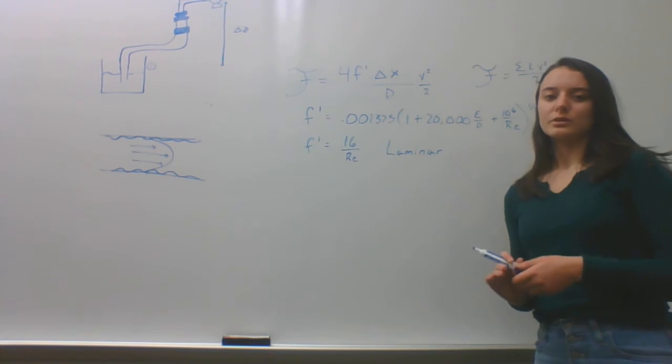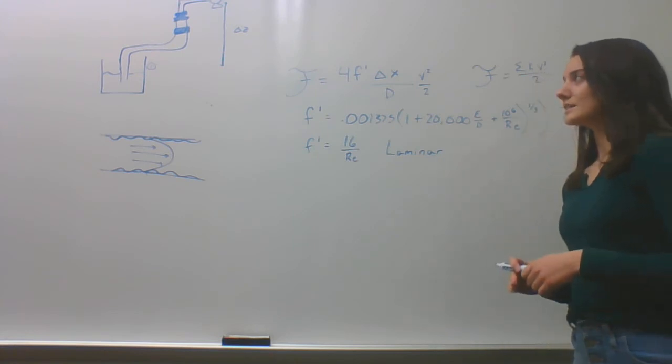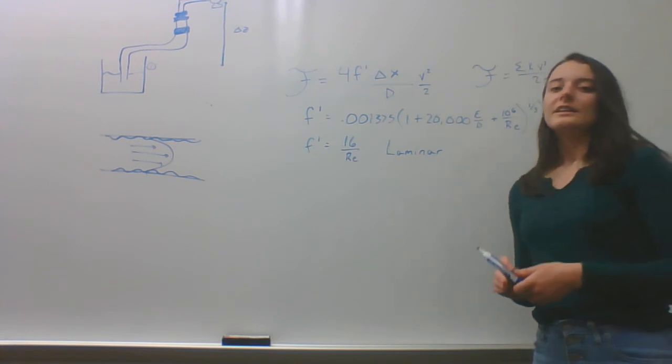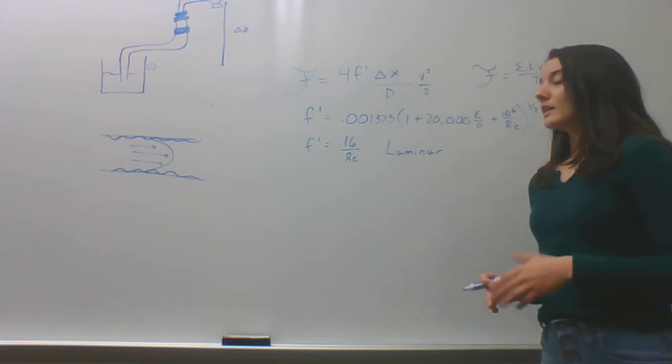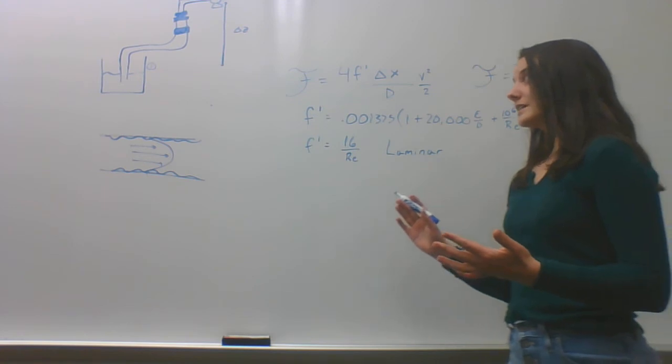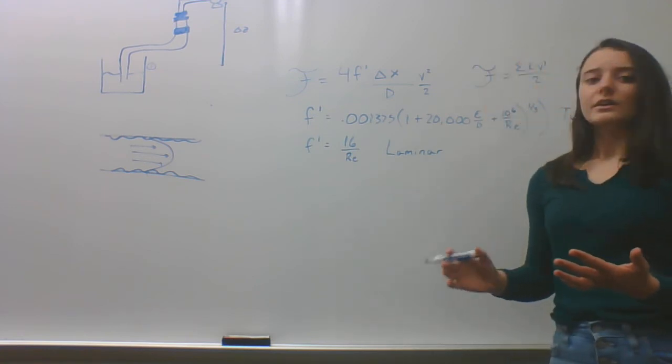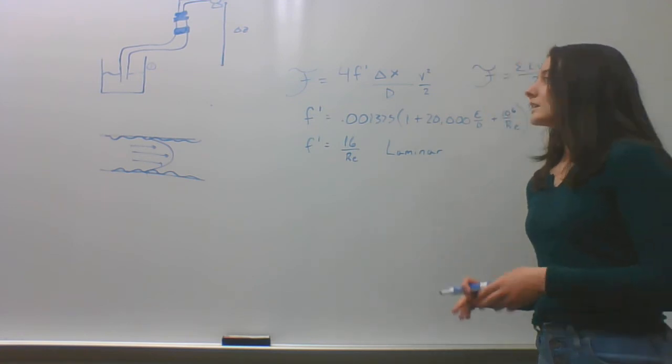So a third conceptual question we have related to this system is, what we've done is we've assumed that the velocity of this fluid is constant throughout our entire system. So why is that if we know we're losing energy?